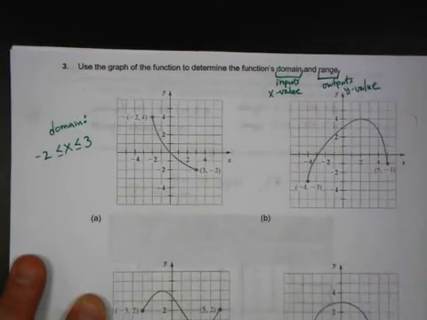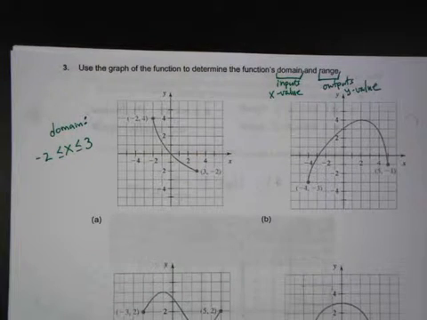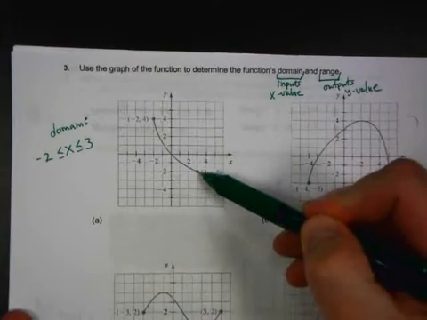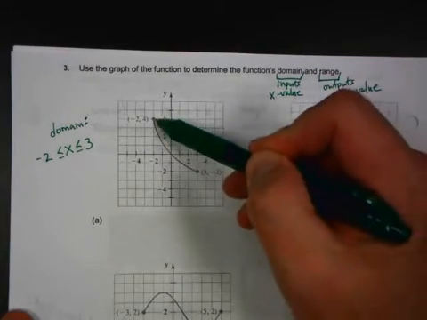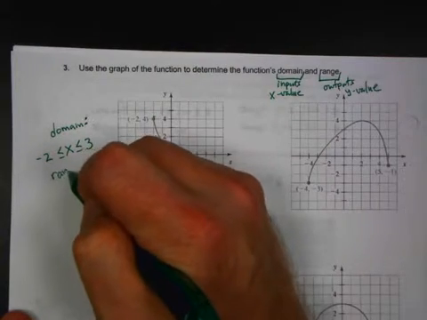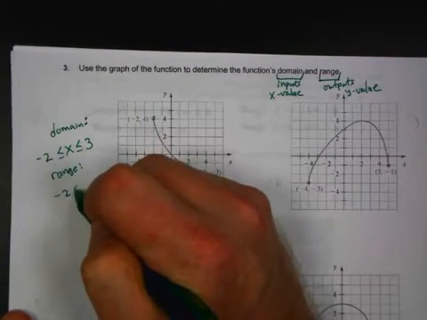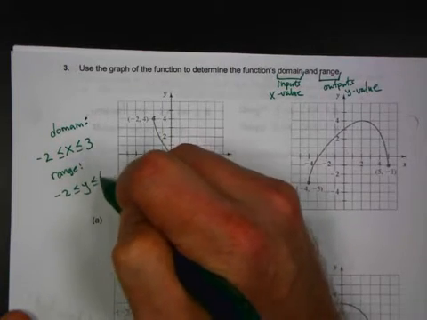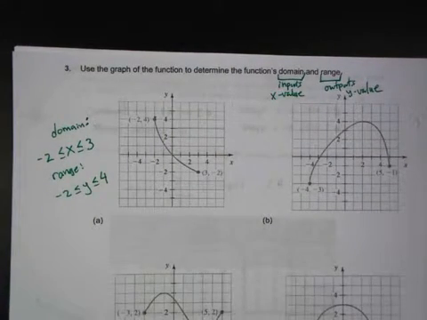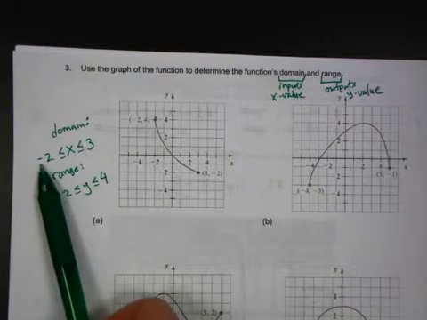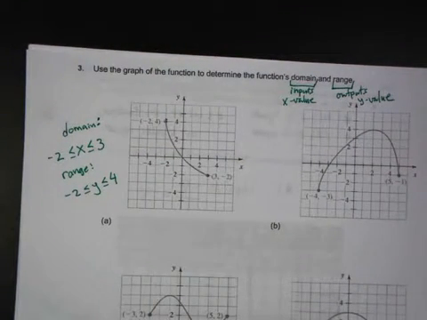So again, looking at graph A, what Y numbers do we use? It goes from a low of -2 to a high of 4. So range, -2 less than or equal to Y, less than or equal to 4. You always start with the lower number? Yes. When we write our answers, we always put the smallest number on the left and the biggest number on the right, just like you would when you draw a number line. All right, so how about B?